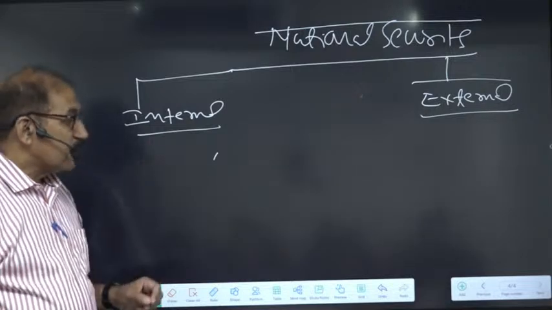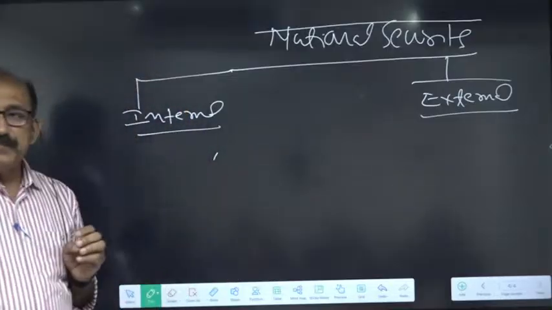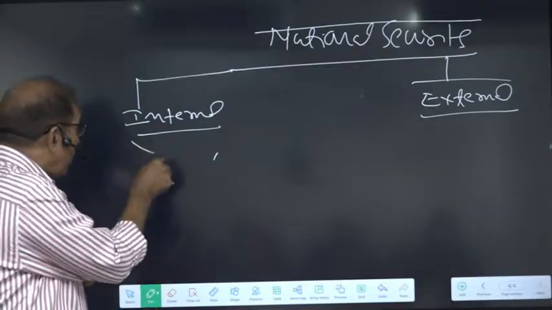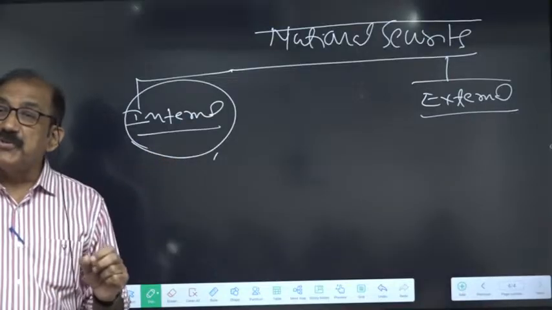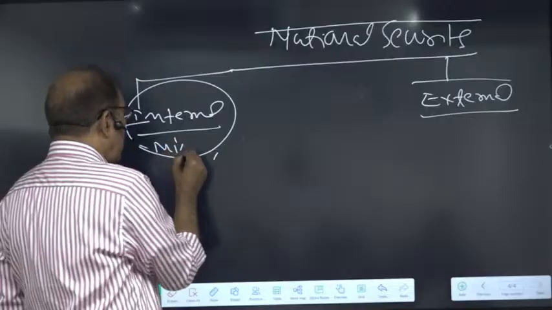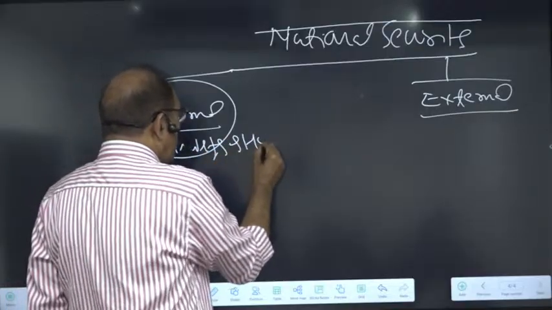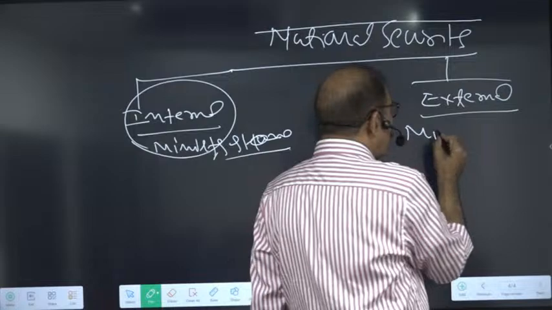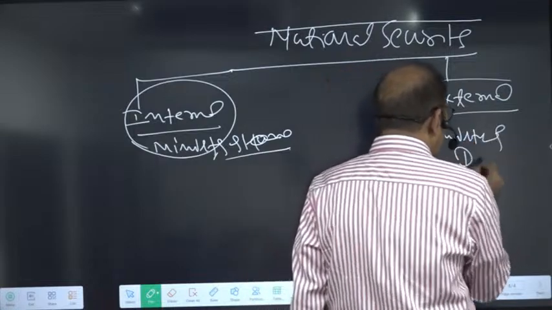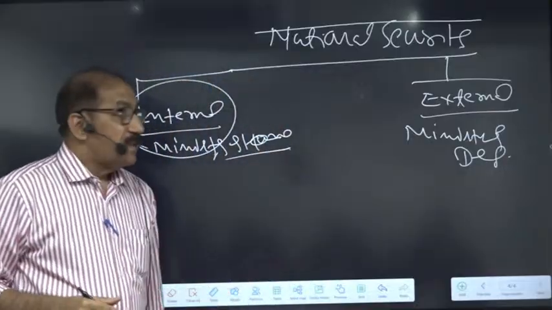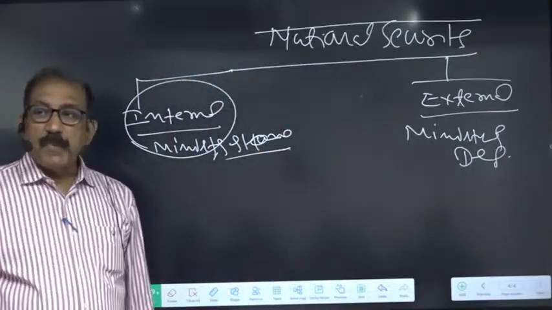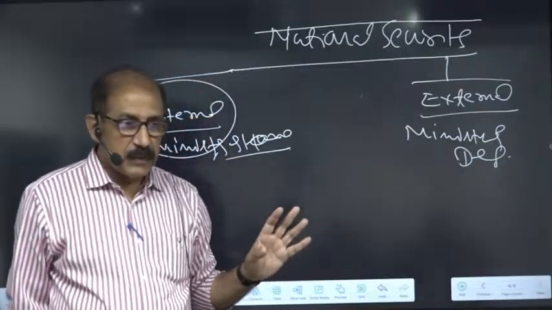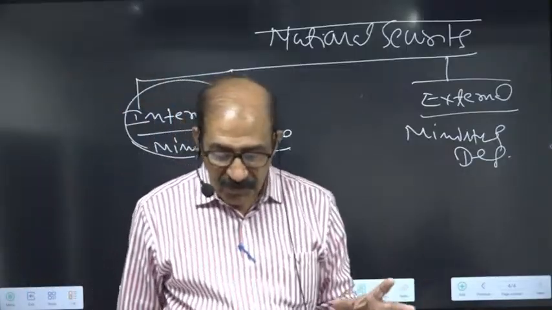Now, internal, external. There are two different domains. One domain comes within the purview of the Ministry of Home. The other comes within the purview of the Ministry of Defense. No confusion. Internal security comes within the purview of the Ministry of Home, and external security comes within the purview of the Ministry of Defense. Ministry of Home, Ministry of Defense.